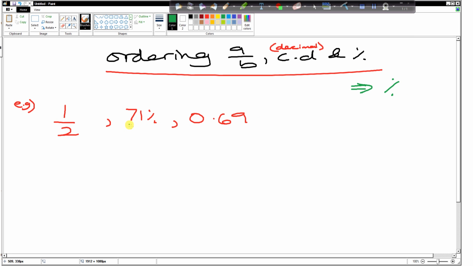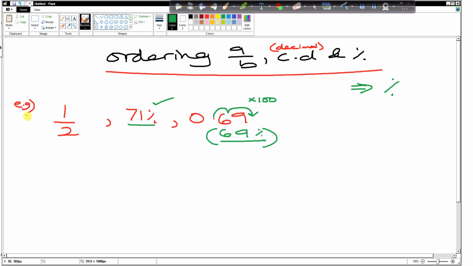So now, that already is a percentage, so we just leave that alone. 0.69, to change that into a percentage, what do we do to it? Times it by 100, which moves the decimal point 2 places to the right. So 0.69 very quickly becomes 69%. How many percentages do we have now?